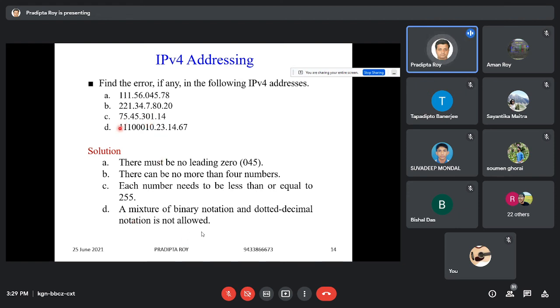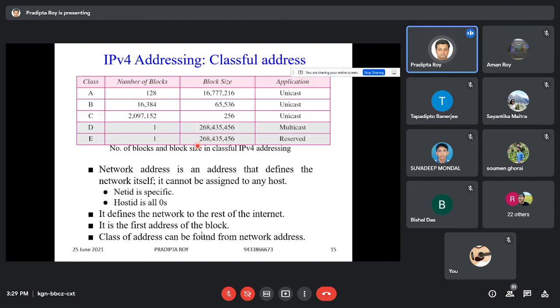Now, what is the problem with question number D? The IP address is shown with a mixture of binary and decimal dotted notation. You cannot define the IP address in that format. Either you have to fully represent it in dotted decimal notation or totally in binary notation. The mixture mode cannot be accepted.